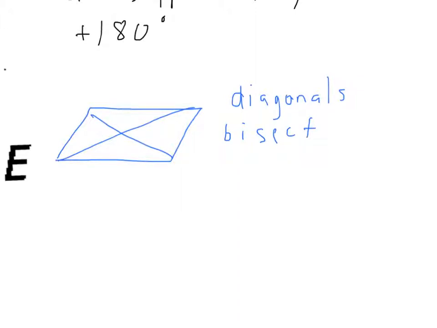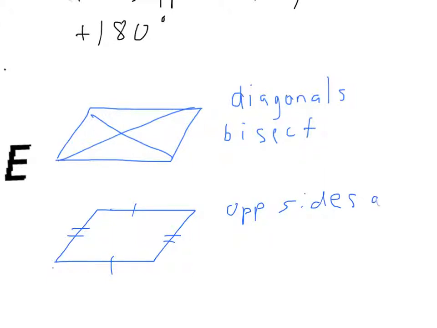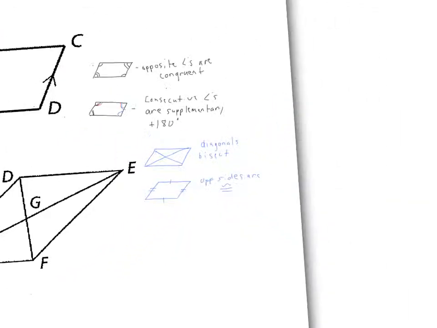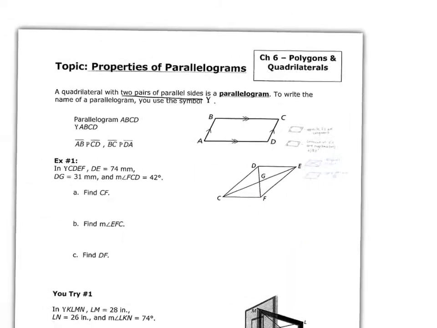Okay. The last one you need to know is that if you have a parallelogram, that's an awful parallelogram. Let's try again. Okay, so if you have a parallelogram, then the opposite sides are going to be congruent. So this side would be congruent to that side, and this side would be congruent to this side. So opposite sides are congruent. Okay, so these are the four properties that you need to know about parallelograms. Make sure that you have each of them written down.